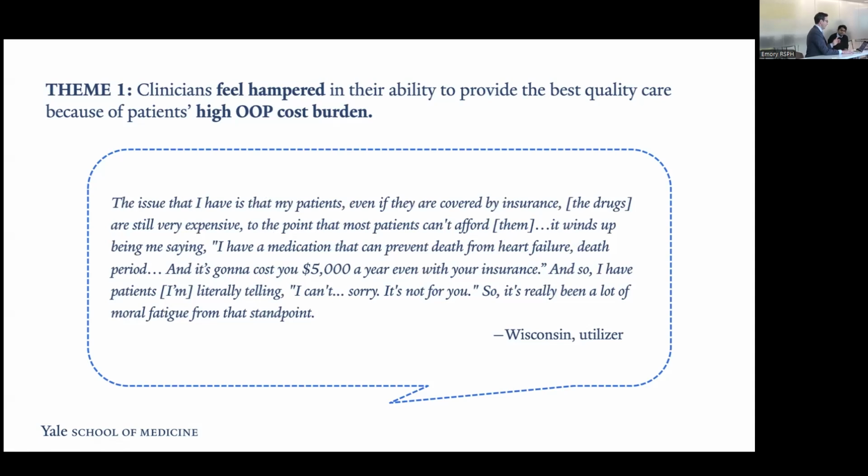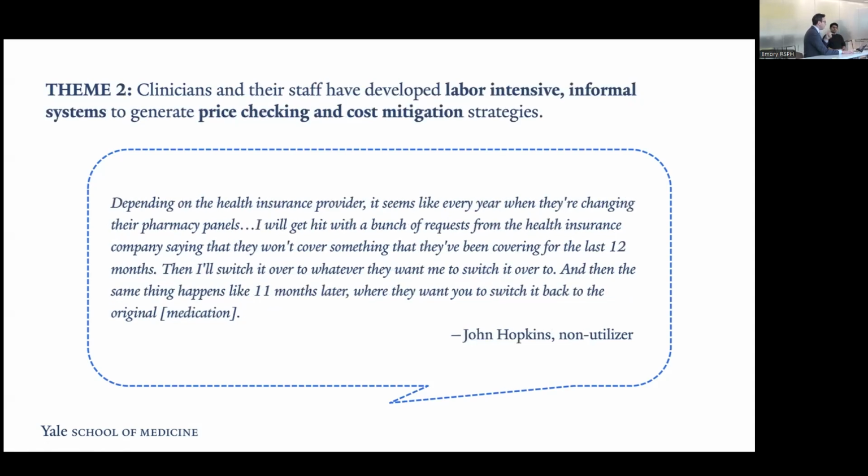Another clinician saying, the issue that I have is that my patients, even if they're covered by insurance, the drugs are still very expensive, to the point that most patients can't afford them. And it winds up being me saying, I have a medication that can prevent death from heart failure, for example. It's going to cost you $5,000 a year, even with your insurance. So I have patients literally telling me, I can't, sorry, it's not for you. So it's really been a lot of moral fatigue from that standpoint. And again, thinking about some of the data and quotations from Uganda, a lot of striking similarities, right?